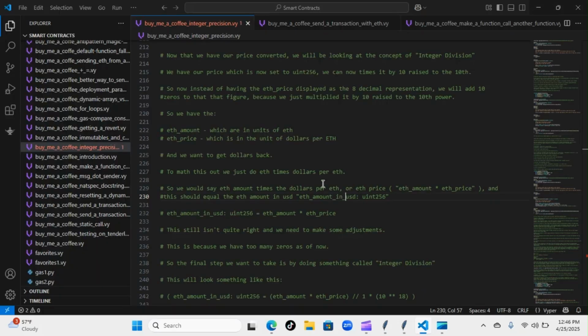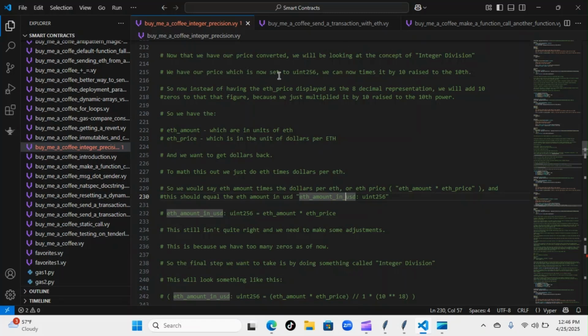Yesterday you saw how we did the integer conversion, where we converted our integer from a uint 256 to an unsigned integer 256 in Remix. So let's pick up with the reading. Now that we have our price converted, we'll be looking at the concept of integer division.